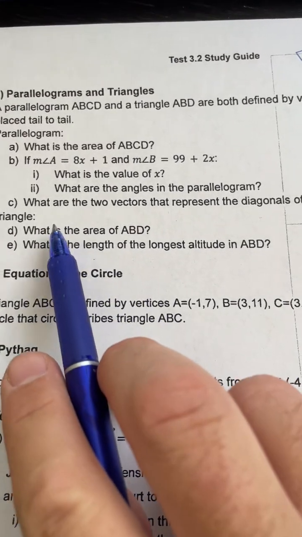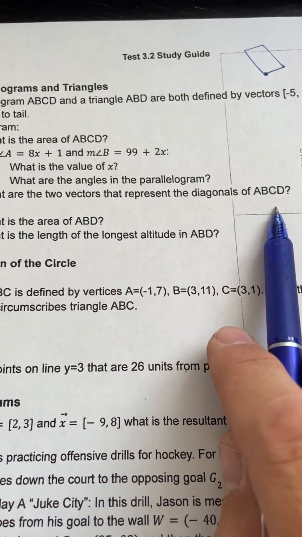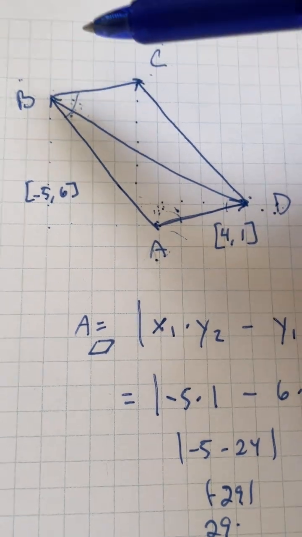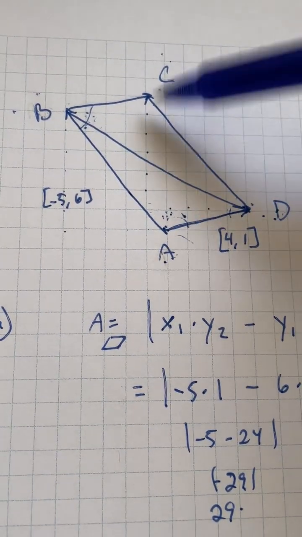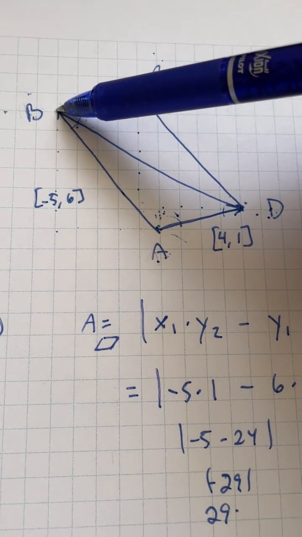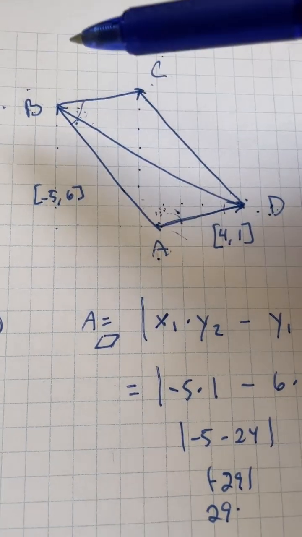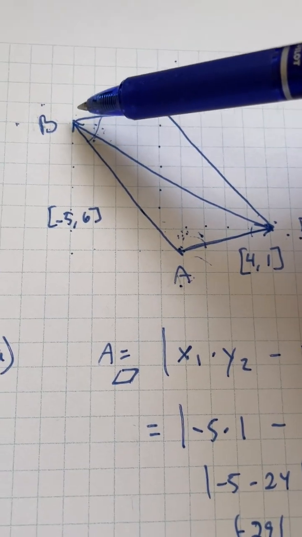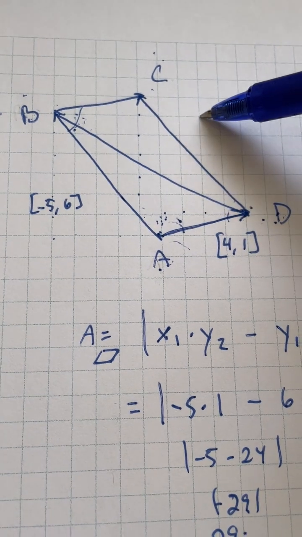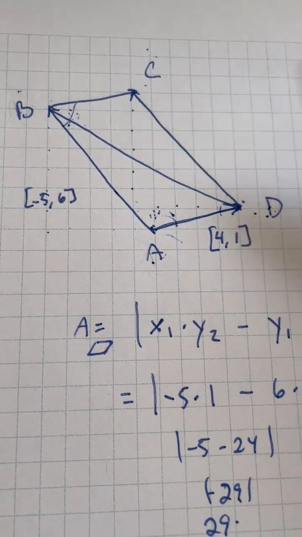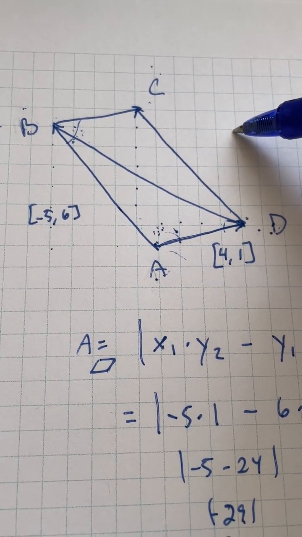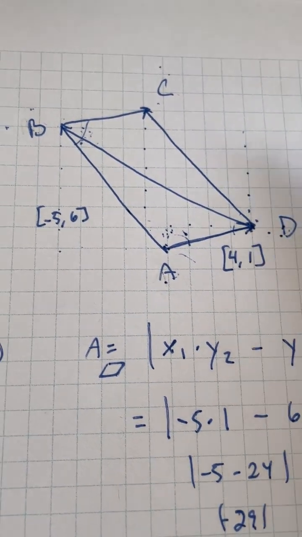All right, let's keep going. What are the two vectors that represent the diagonals of ABCD? So in my drawing, and I guess no matter how you draw it, the diagonals will be BD and AC. I'll start with BD, and I could go either direction. I could start here or start here. I'll just start here. And I'll count the x's first. 1, 2, 3, 4, 5, 6, 7, 8, 9 to the right. And 1, 2, 3, 4, 5 down.